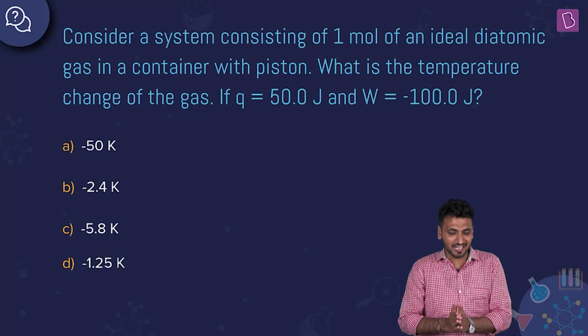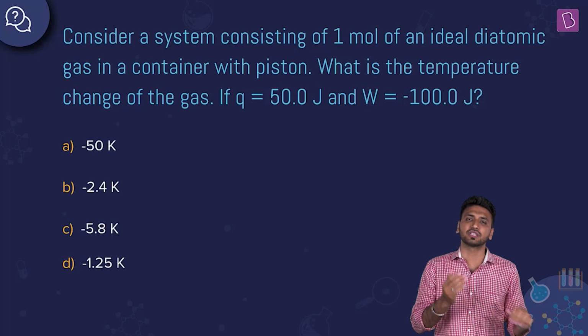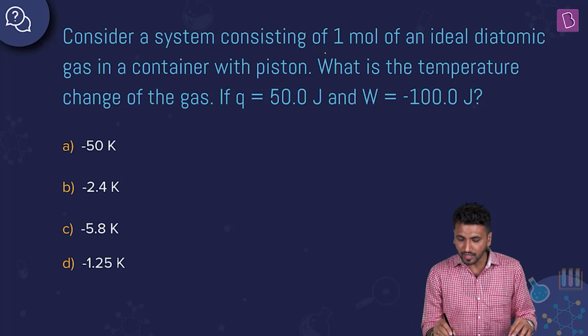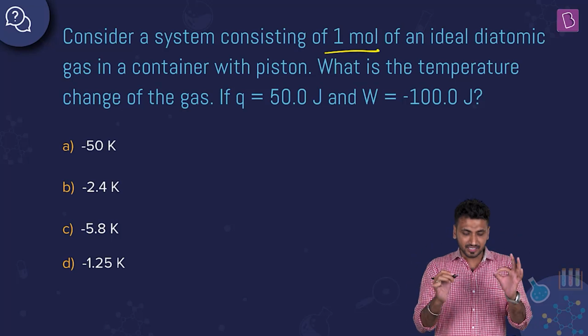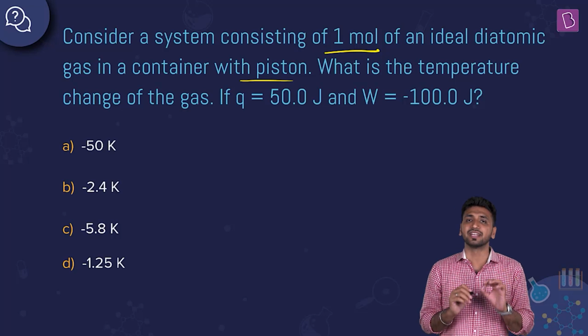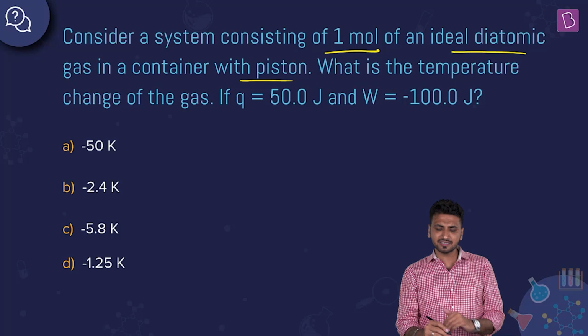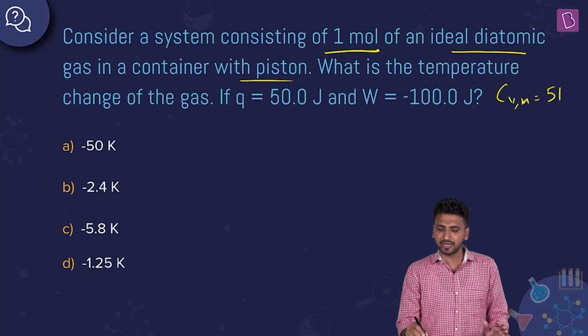Yeah, so here we have a question from thermodynamics, and let's see what the question says. Consider a system consisting of 1 mole of an ideal diatomic gas in a container with piston. See, when it says ideal diatomic gas, can I say that CVM for this will be 5R by 2?